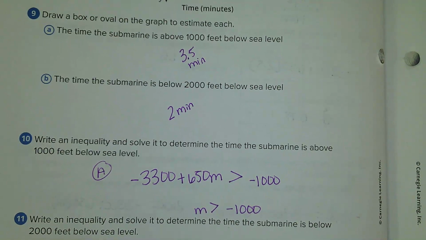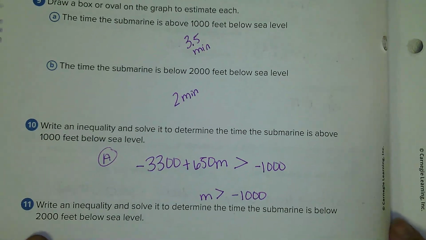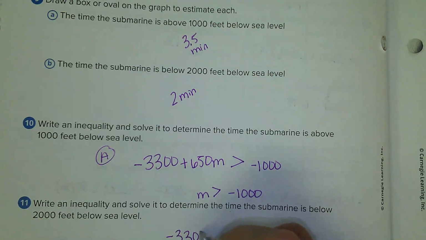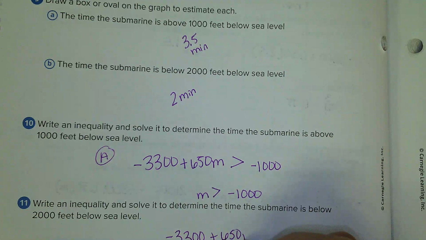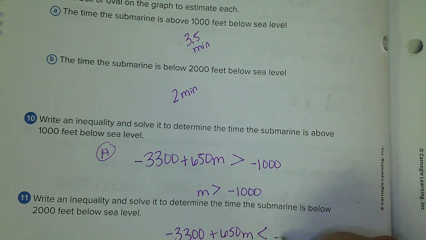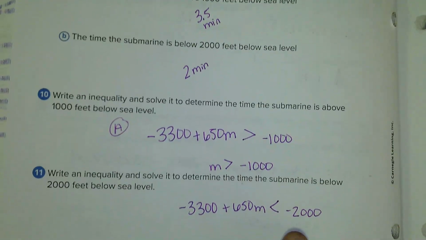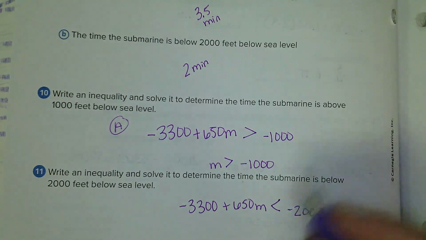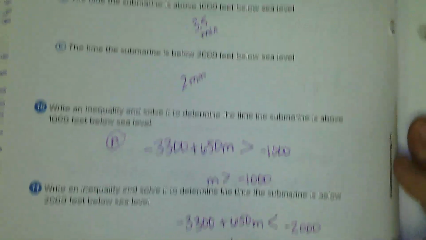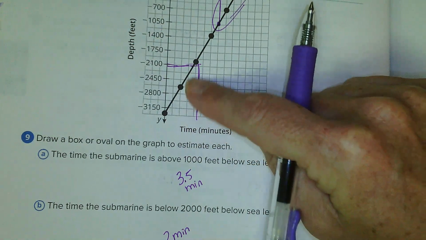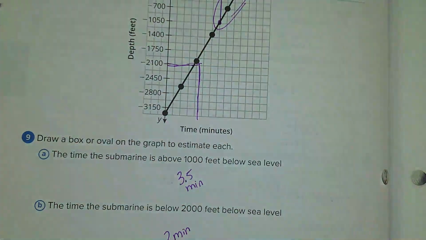So then the last one on here is going to be what happens if I'm below this 2,000 mark. Again, we're going to use our equation and we are going to put in, I now want less than, I want my depth to be less than 2,000 feet. And that's negative because we're still underwater. So if I want my equation right here, I'm going to solve that. I'm hoping it's going to be around 2 minutes because according to my estimate down here, I want to know the time that I'm going to be less than 2,000 feet.